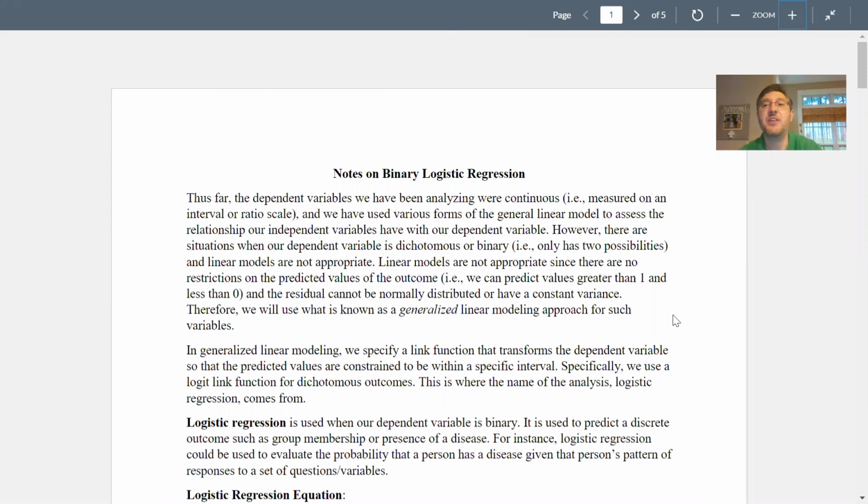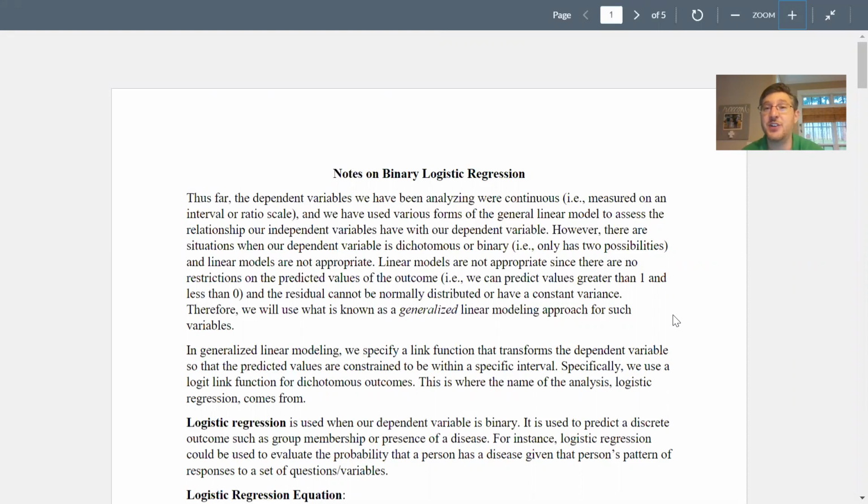And we've used various forms of the general linear model to assess the relationship our independent variables have with our dependent variable. However, there are situations where a dependent variable may be dichotomous, so it only has two possibilities. It could be whether someone was in one group or not, whether you have a disease or you don't. And so we may want to predict group membership.